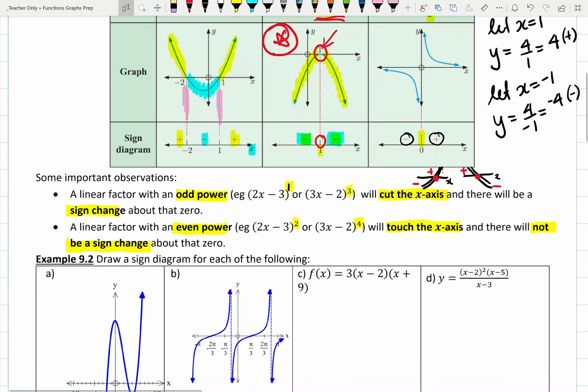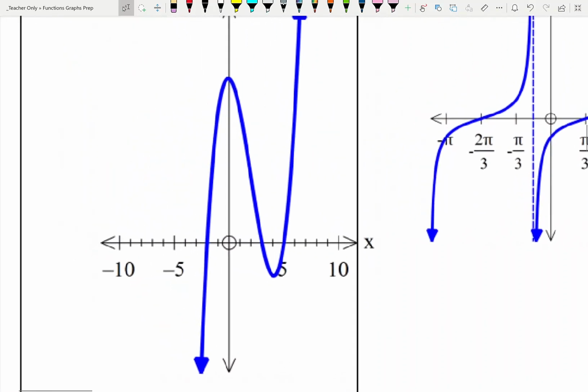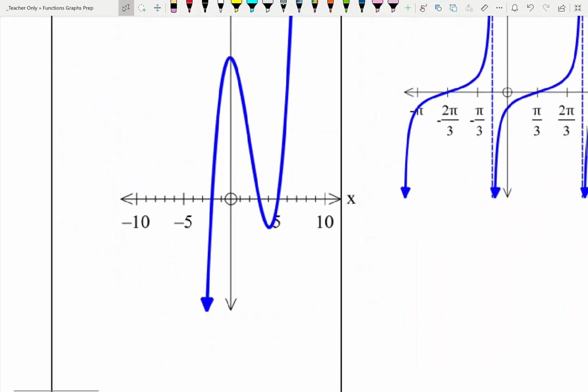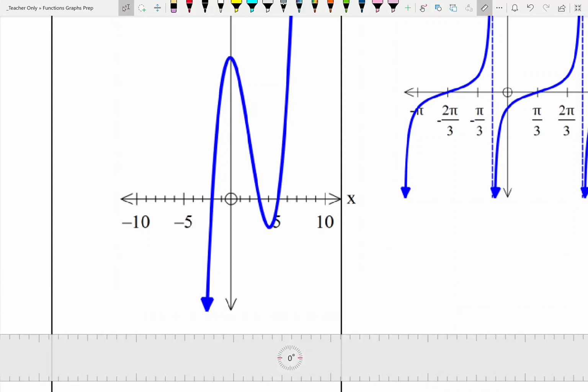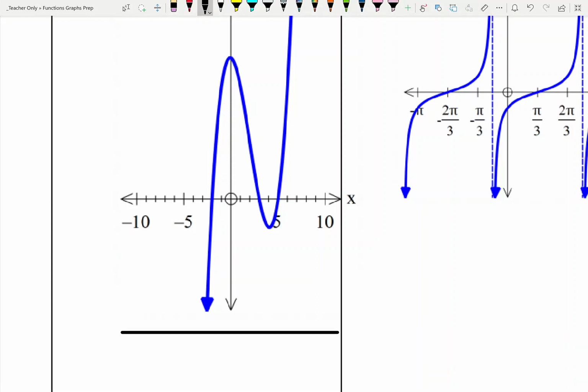All right, so having a look at these examples down here, I'll have a look at this one first. First things first, draw your sign diagram directly underneath. It is significantly easier to work with a sign diagram when it's directly below the graph that you're working on. It needs arrows on both ends and it needs an X to show that it's the x-axis.